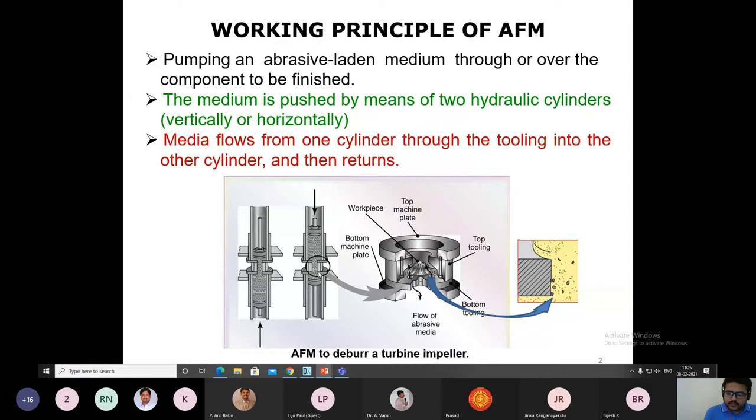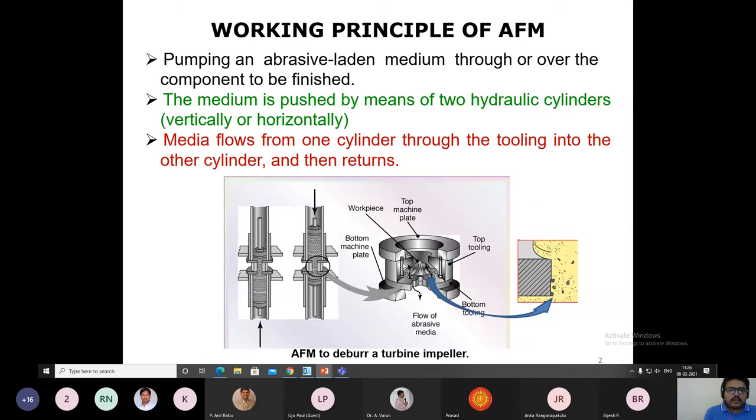I will explain the principle. It's very simple. It consists of two hydraulic cylinders and two medium cylinders. Here the medium is actually the tool. We pump the medium to and fro using certain pressure, by using a hydraulic setup, so that the medium passes through the target surface and you can obtain the finishing. There are three important parts in my machine: one is the machine, the second is the medium or the tool which we use, and the third is the tooling or the fixture, right?